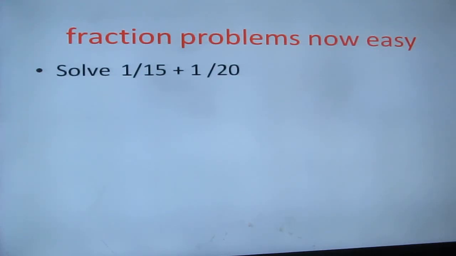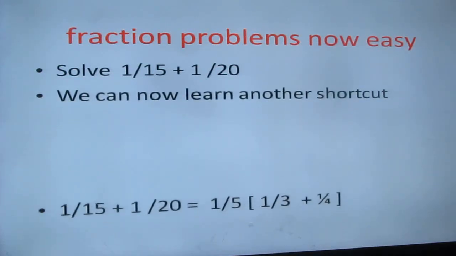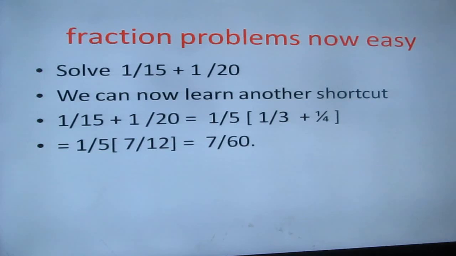The third method: do you observe anything common between the denominators 15 and 20? Any multiple that is common? 5 tables, right? Yes, 5 is common. 5 3s are 15, 5 4s are 20. So now you take 1 by 5 out. This is another shortcut. Once you take 1 by 5 out, you get 1 by 3 plus 1 by 4. Remember, 1 by 15 plus 1 by 20 is the same as 1 by 5 times 1 by 3 plus 1 by 4. LHS and RHS are the same. Now 1 by 3 plus 1 by 4 you know to do either by cross multiplication or the LCM method. So you get 7 by 12.